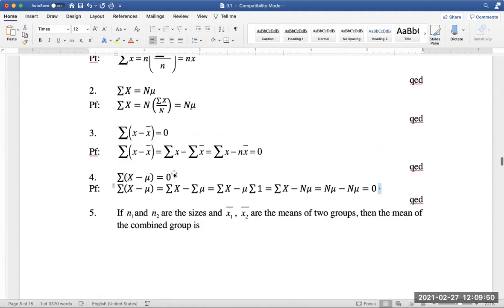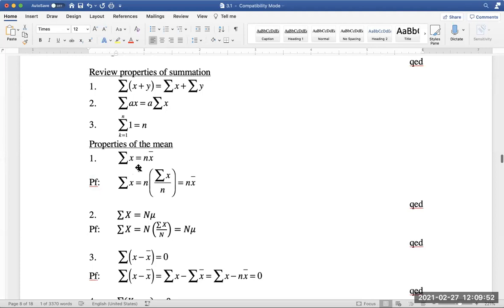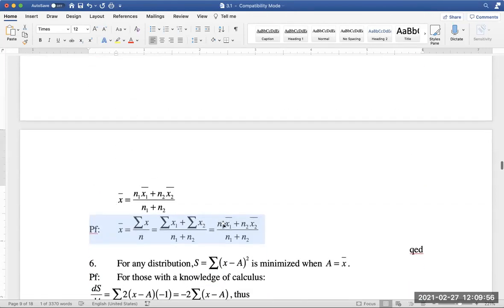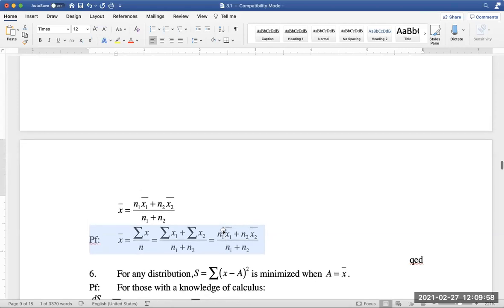By the very first property here, I can figure out the sum of x. The sum of x1 is just n1 times the mean of x1. And similarly, by the first property that we showed, the sum of x2 is n2 times the mean of x2, all divided by the same thing, n1 plus n2. And that's what I wanted to show.